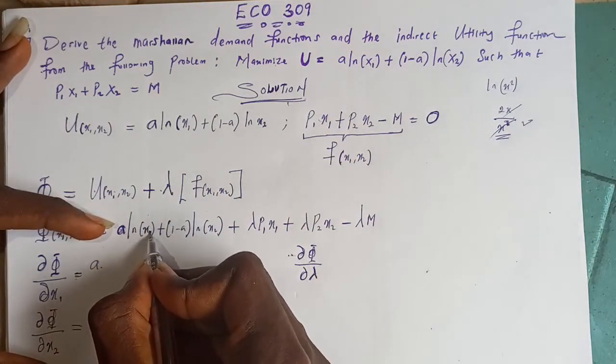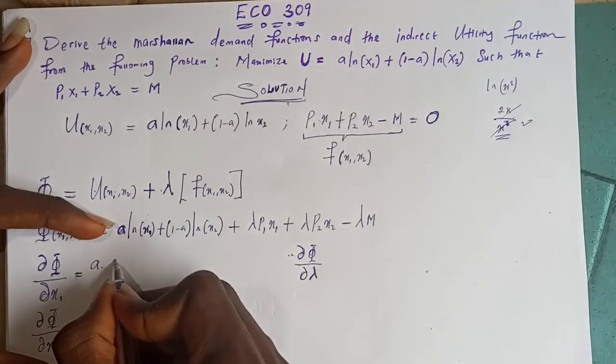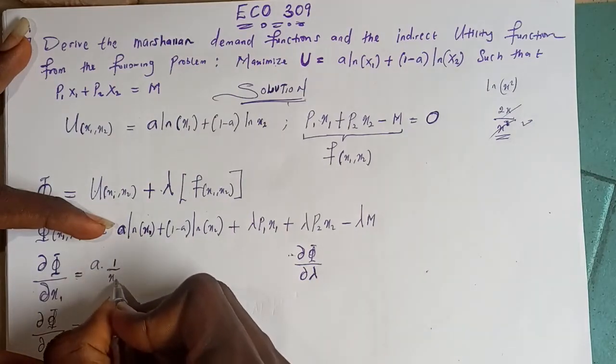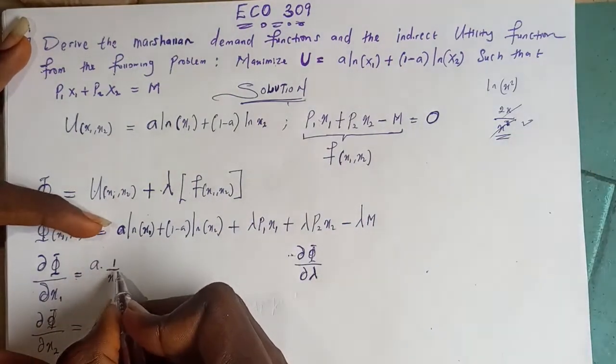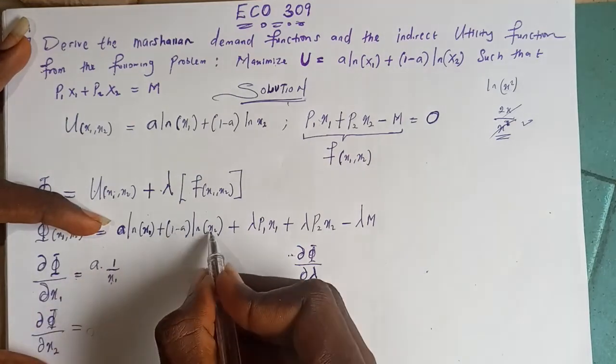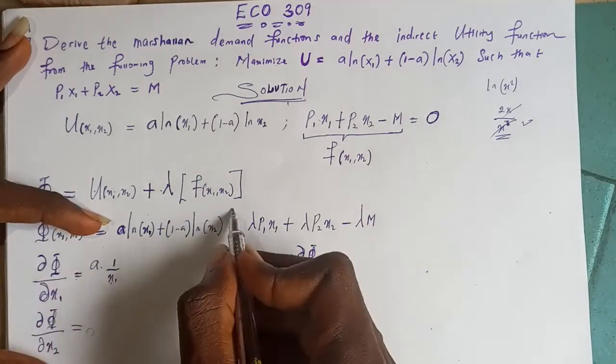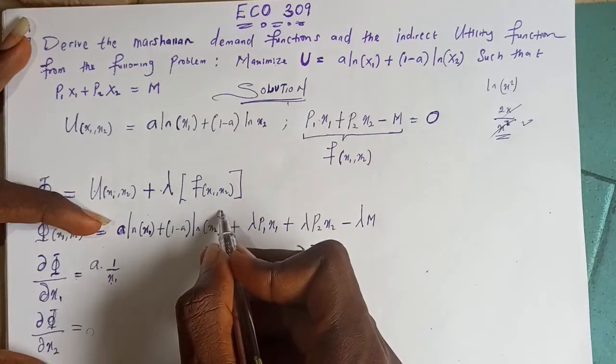I have to differentiate x1. On differentiating x1, that means I have 1 over, repeat x1 back. So just with what I've actually done over there, I have a over x1. If I differentiate this term partially with respect to x1, I will have 0 because there's no x1 to differentiate. Everything here becomes 0.